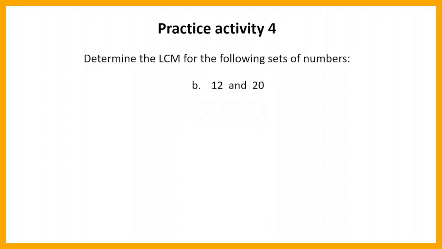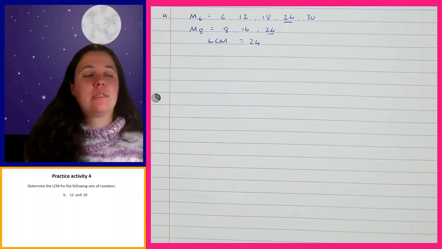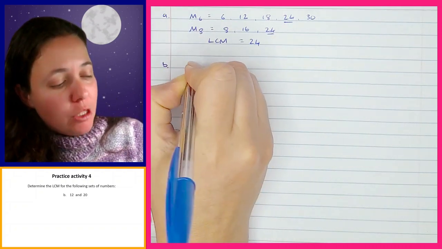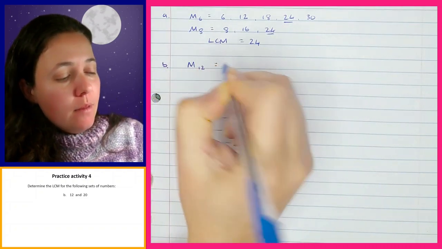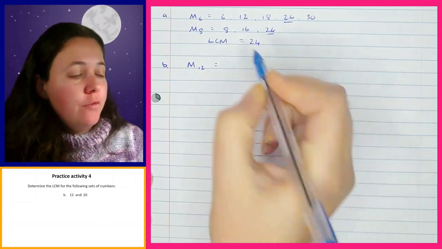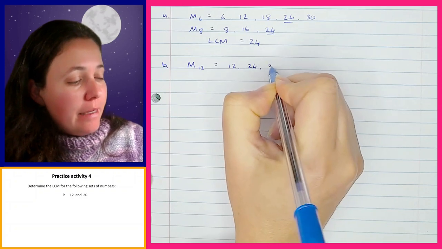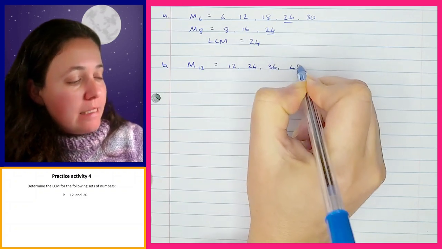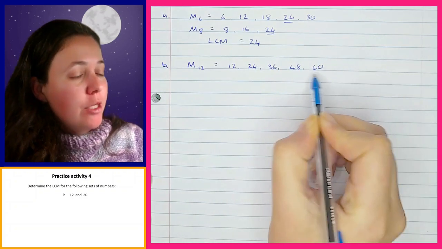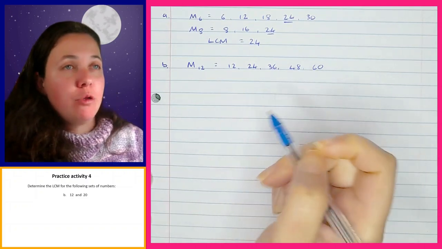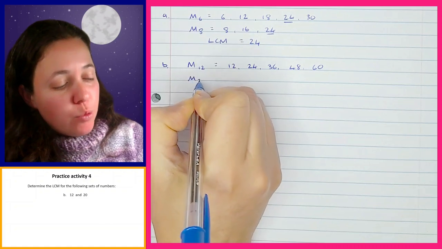Okay, you should be done with that question. So let's go through the answer. So for question B, we had 12 and 20. We need to find the multiples of each of them. So the multiples of 12 are 12, and then 24, and then 36, and 48, and 60. And now I'm going to stop there because 60 already looks to me like it's going to also be a multiple of 20. So I'm going to go and do the multiples of 20.